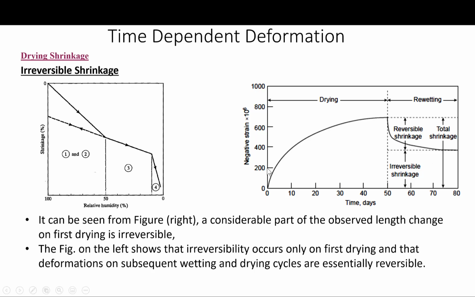So the figure to the left here shows that irreversibility occurs only on first drying, and that the deformations on subsequent wetting and drying are essentially reversible, as you can see here. That's what happened at first drying, but after that, on subsequent wetting and drying, the shrinkage is reversible, as you can see here. This is the part that is not reversible, okay?